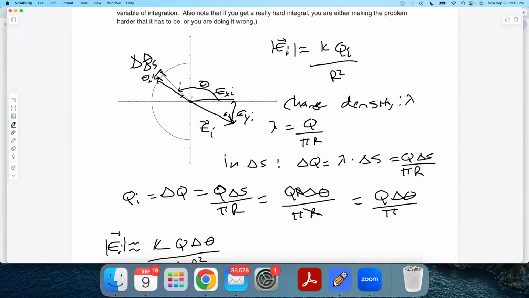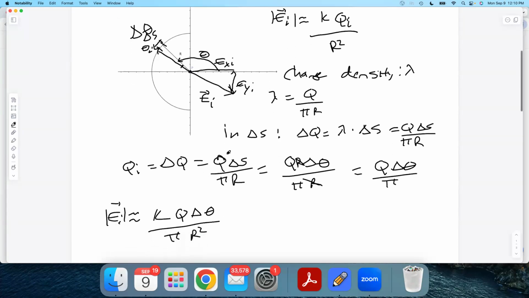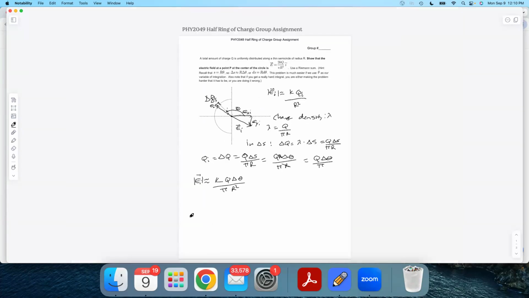So I have to break this electric field vector up into its components. Now we're going to make an argument here. Again, I'm basically doing most of this problem for you. We're going to make an argument that by symmetry, E_y total, all the E_ys cancel out. And we can see that.